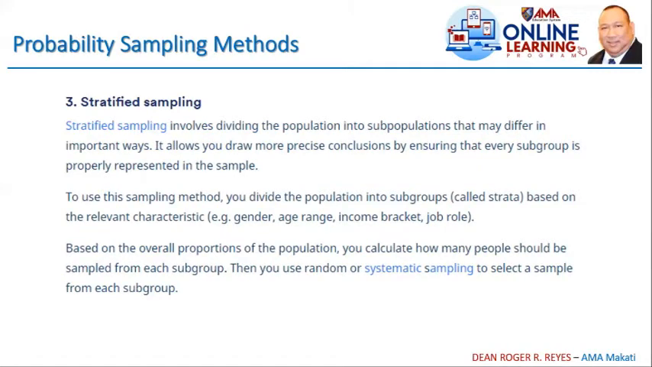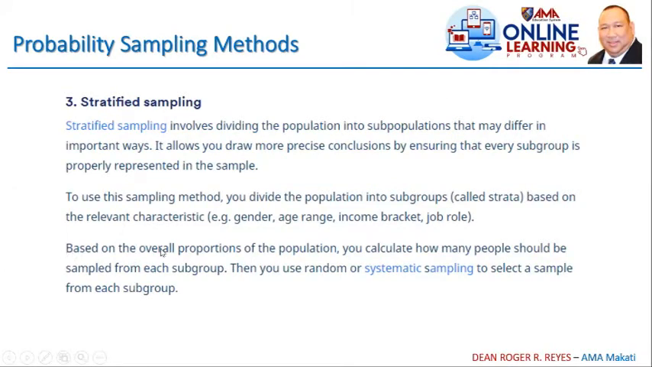For example, ang ating research ay about consumer buying behavior. Pag-aaralan natin, sino ba ang impulsive buyer? Ang lalaki ba or babae? So, ang ating sample ay i-divide natin into strata or according to gender. We have the male and female. So, i-divide natin sila. So, for example, doon sa ating 1,000 employees, tingnan natin.